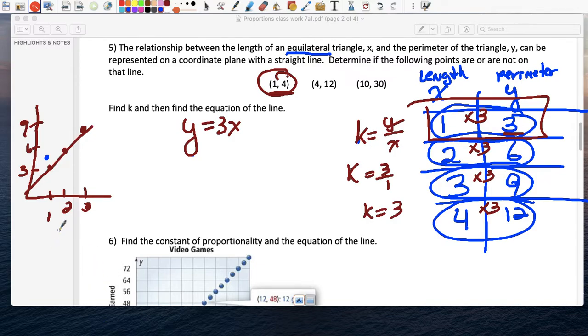It's not. We can tell by this very simple design, but we can use the graph. We can use the equation. Look at the equation right here. Let's use the equation to prove if 1 and 4 is on the line.